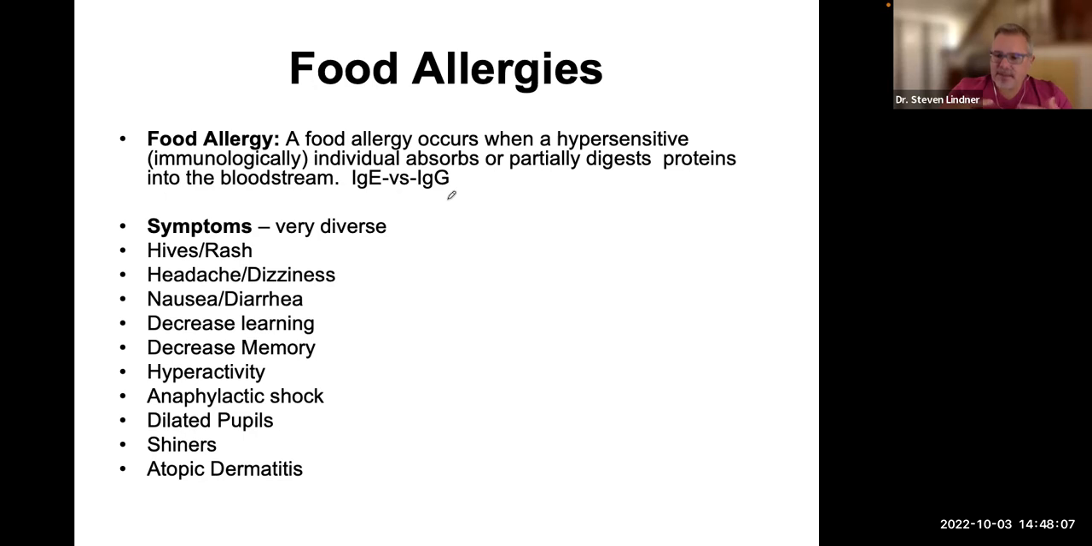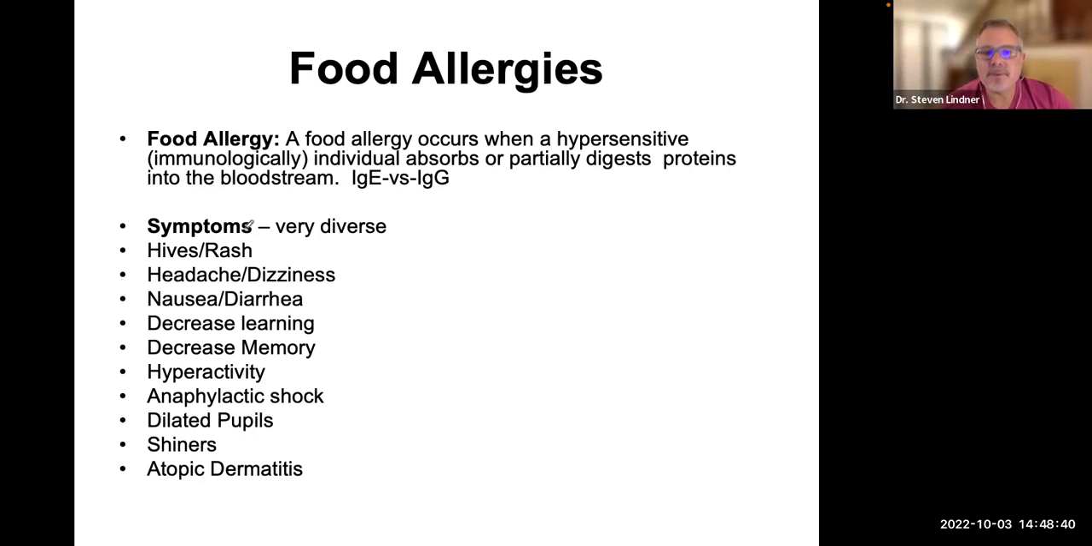Some of these antibodies are produced immediately. These are IgEs, and some of them can have a delayed onset response, 4 or 5 days later, IgGs. So you can consume something right away and get itchy ears, itchy skin, rash, hives, and your body will produce antibodies immediately. Those are the IgEs. But you can eat something on Monday that can give you a headache on Friday. And that's part of this delayed antibody response, IgGs.